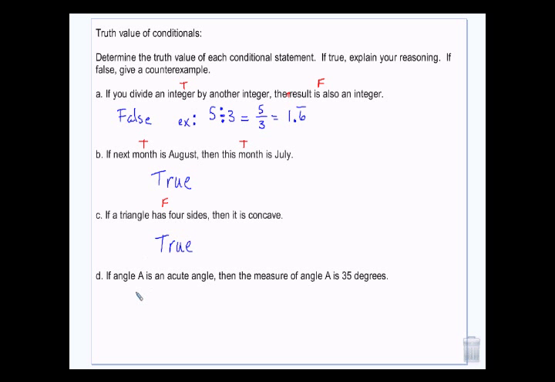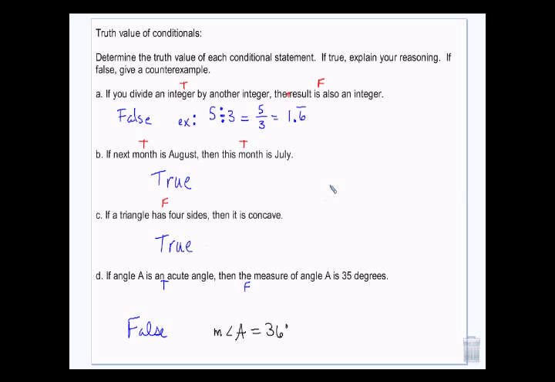Okay. So if angle A is an acute angle, we'll just say this is true, because angle A could be acute. Then its measure is 35 degrees. Is that, no, that could be anything, right? So we're going to say that this whole thing is false. Give me a counterexample. 36. Yes, that would make it false. So the whole thing is false.